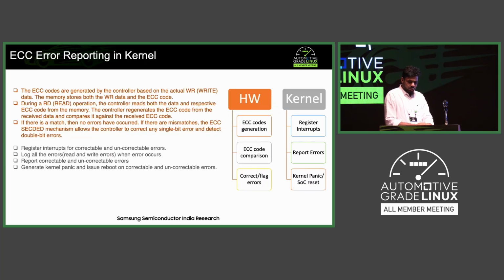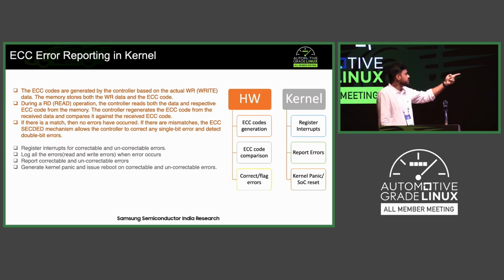Yeah, so next is ECC error reporting in the kernel. In the hardware, we have a few features like ECC code generation, ECC code comparison, and the flagging of errors or correcting them if it's a correctable error. But along with the hardware, we have added some support in the kernel where we register interrupts for those errors. Then, on an error being generated, we report those errors. And based on what error it is, we may do a kernel panic or a SOC reset or any other function we want for a specific error. So for good error handling, we need software support along with the hardware feature already there in DRAM.